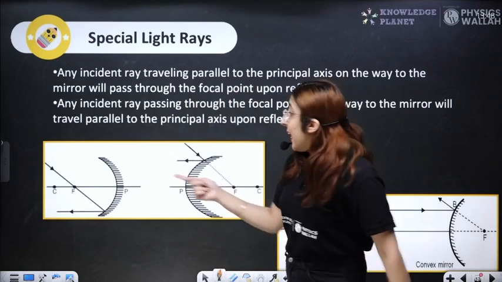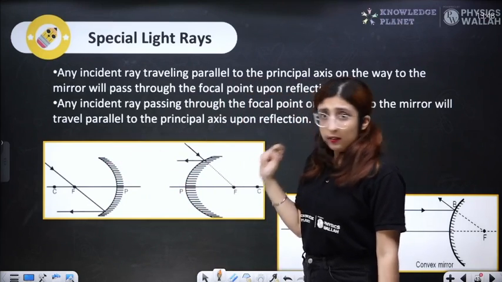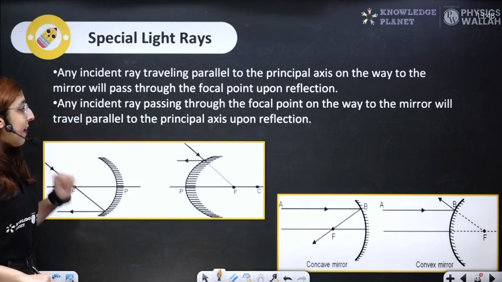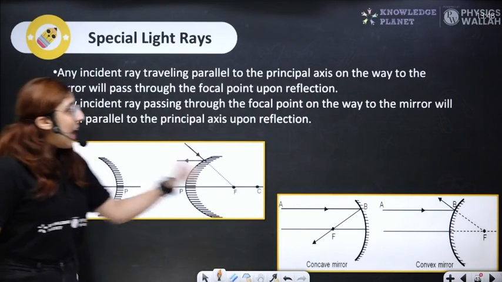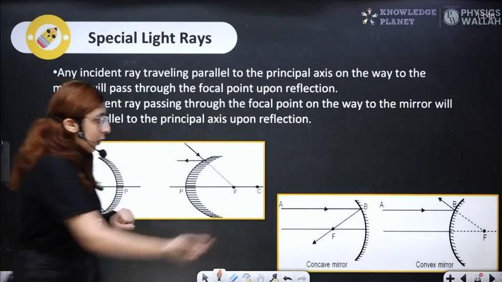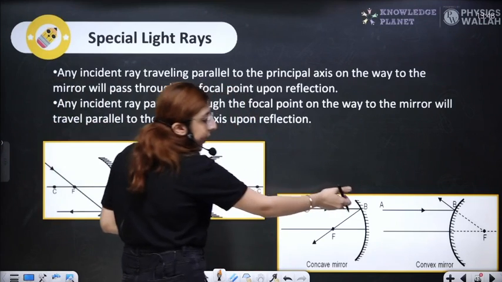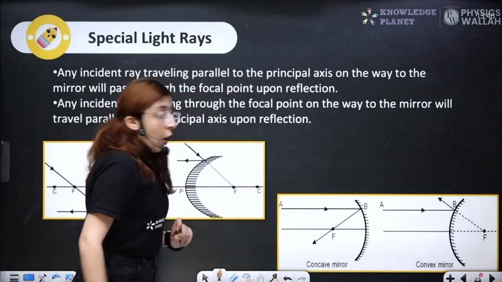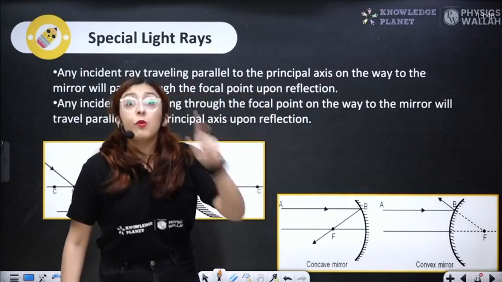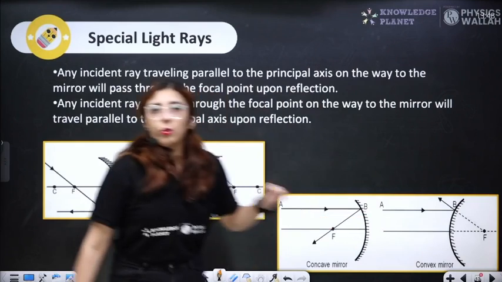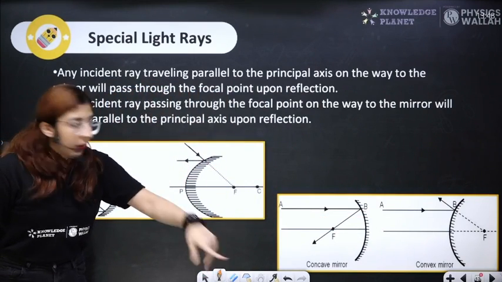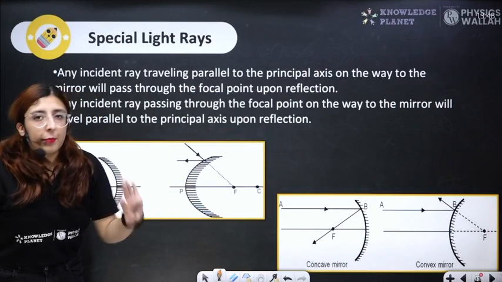Now, any incident ray that is traveling parallel to the principal axis, have a look over here. The ray that is parallel to the principal axis, after reflection will pass through the focus. Ray parallel, after hitting the mirror, passes through the focus. In a convex mirror, of course, it will diverge, but it will appear to pass through the focus.